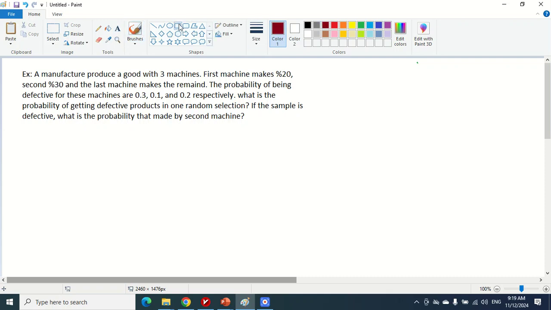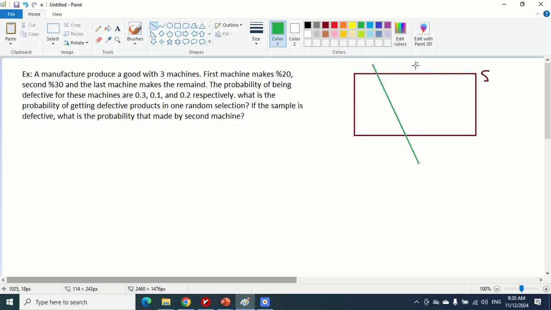Over here we talk about a manufacturer that produces goods, or products, with 3 machines, and this is the percentage of making that type of product. If I consider the sample space as all products of that manufacturer, then we can partition that into 3 parts. One part is made by machine 1, one part by machine 2, and one part is made by machine 3.